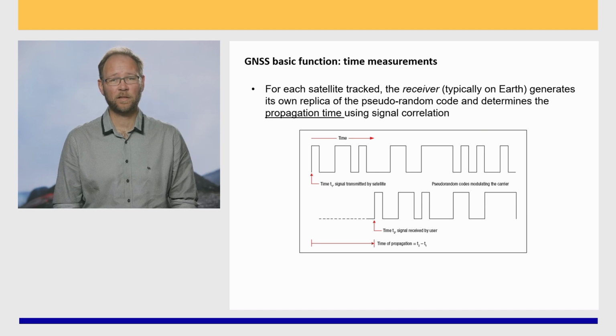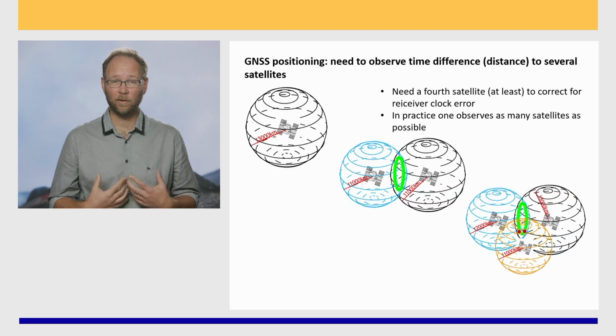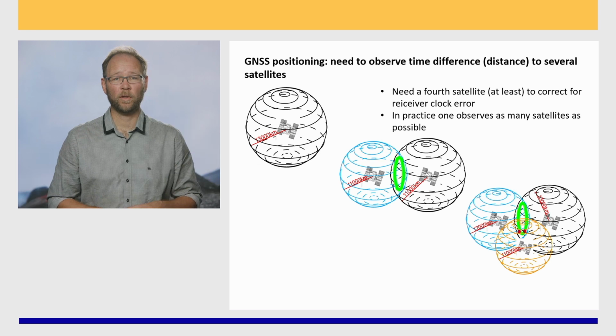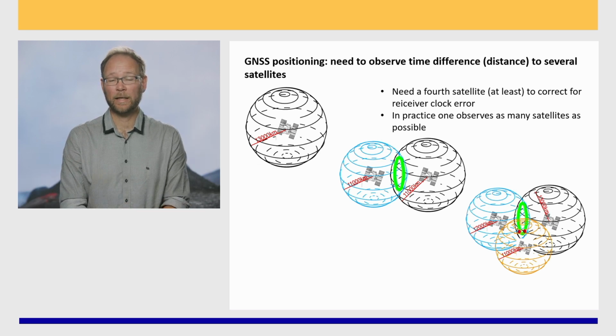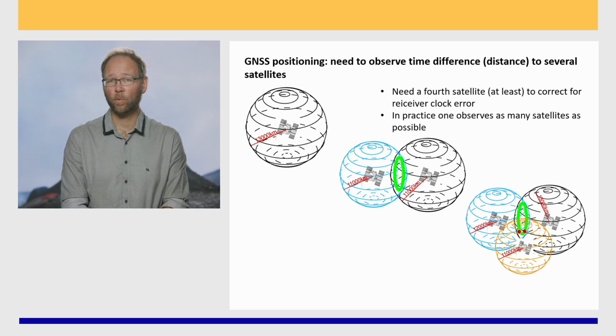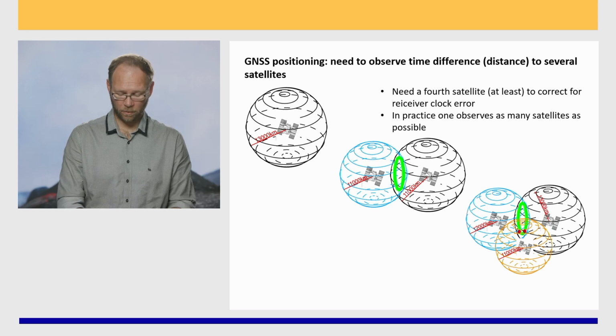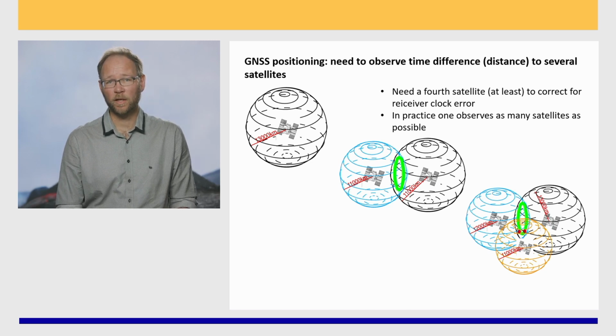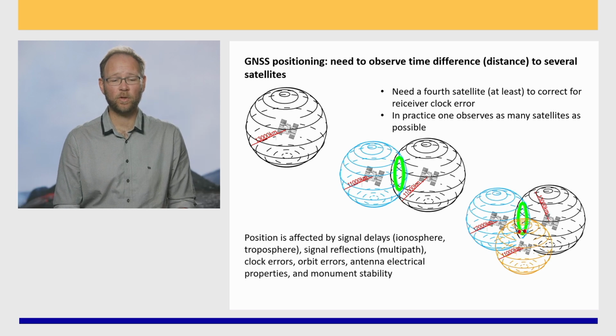This time difference is then used to calculate the distance to the satellite, and if we know the distance to one satellite, we're located somewhere on a sphere around it, and then if we know the distance to two and three satellites, we can narrow down the position quite well. We need a fourth satellite to correct for receiver clock error, because the GNSS satellites have atomic clocks on board, but our phones do not have atomic clocks. So in practice, one just observes signals from as many satellites as possible.